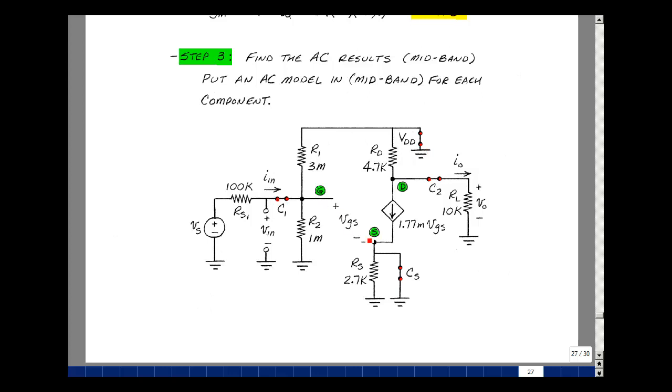And then between the gate and the source and the drain and the source, we have an AC model. We have an open circuit here, and then between the drain and the source, we have a current source again that's controlled by a voltage, but now it's gm times VGS. We have a lot of ground symbols here, and let's just redraw this, and then we'll do the analysis.